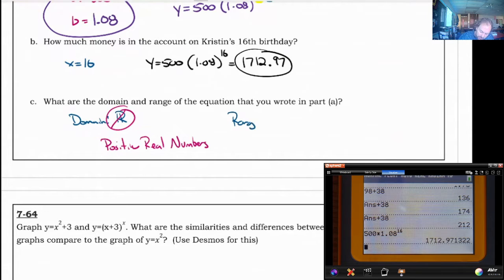Actually, the range in this problem is going to be y values that are greater than or equal to 500. Because you can't possibly have less than $500 in the account. It's going to be $500 and it's going to grow from there. So the range in this problem is dollar values that are greater than 500.